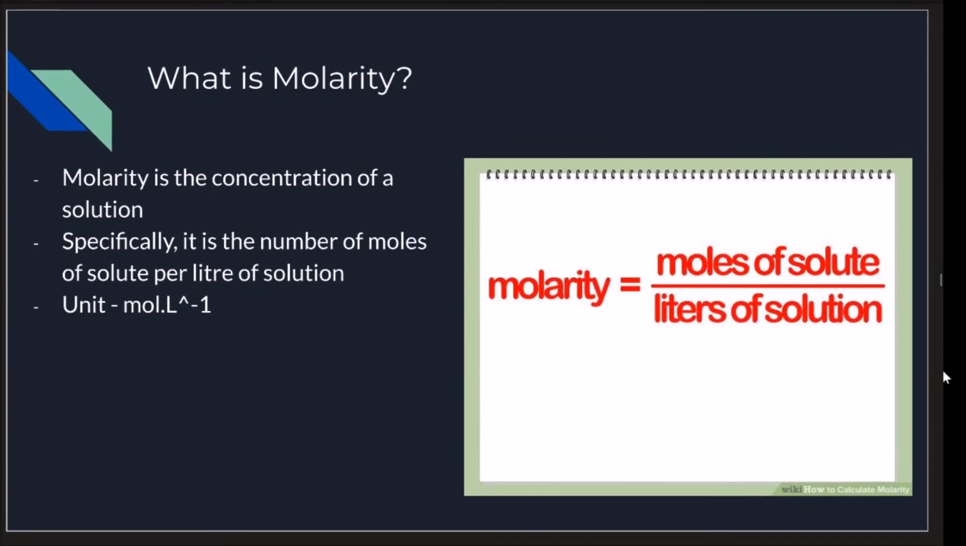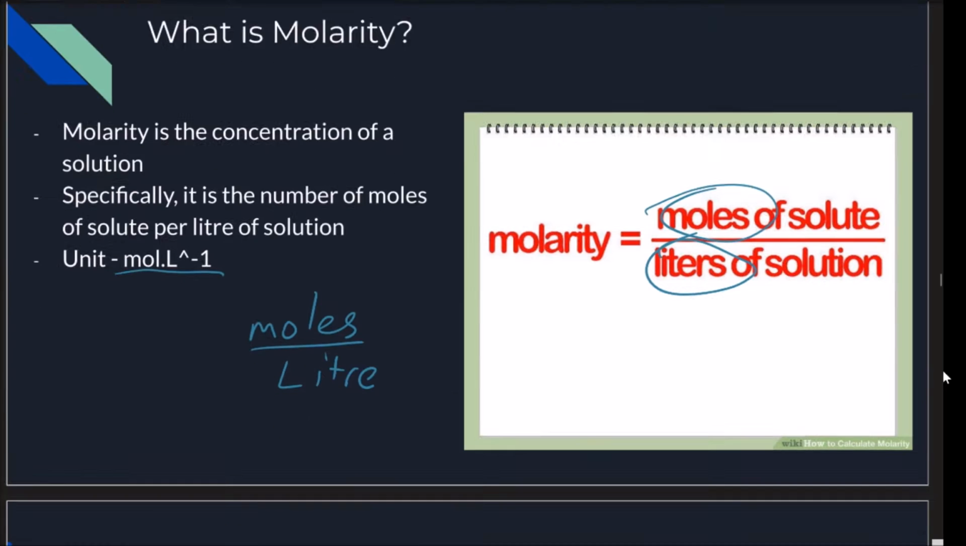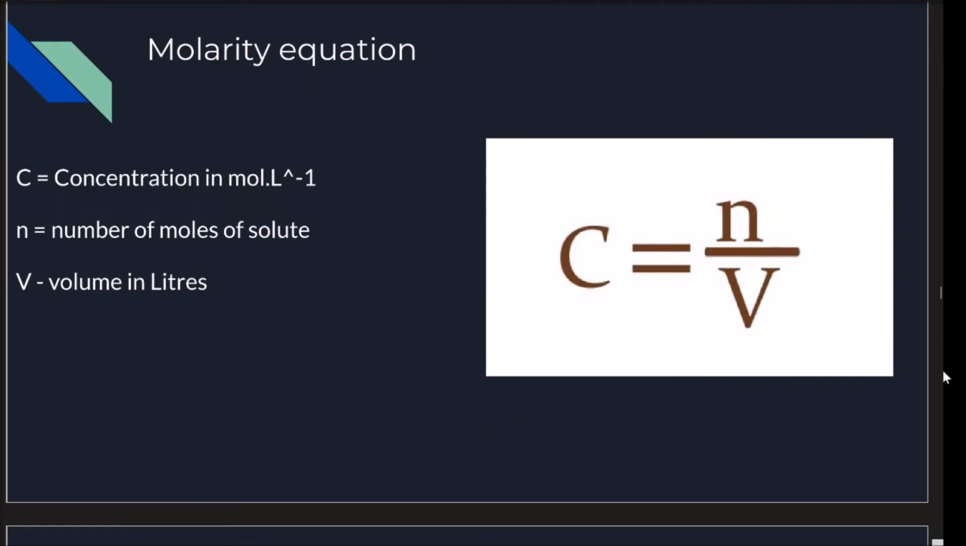So what is molarity? Molarity is just a way of describing concentration, and we do that by describing concentration in terms of moles and liters. So molarity describes concentration as number of moles per liter. Okay, and the unit that we use is moles per liter. We write it out in that format there. So let's have a closer look.